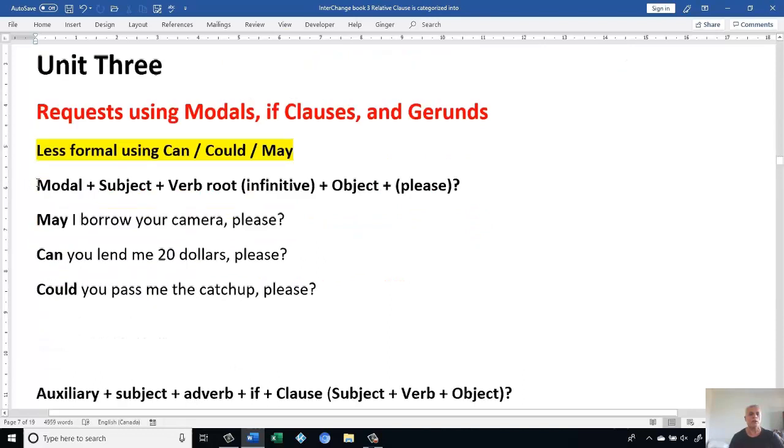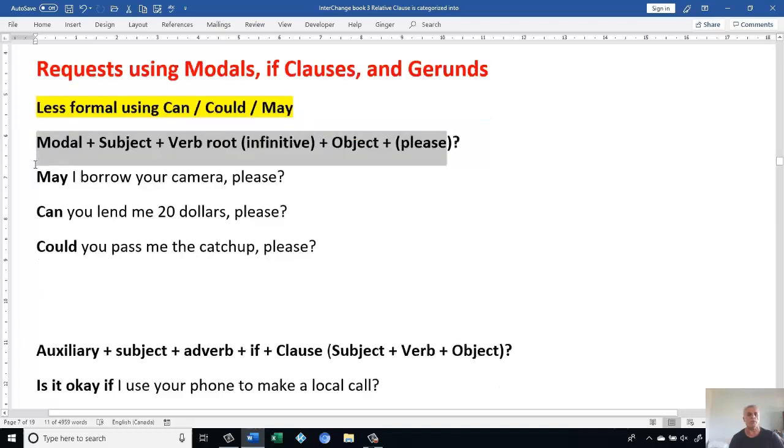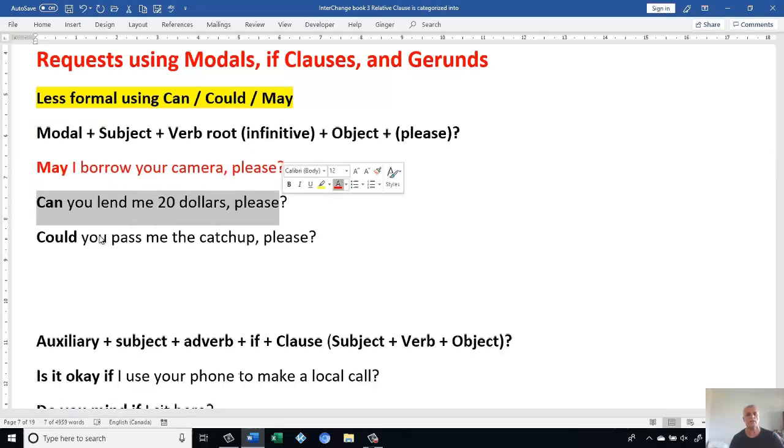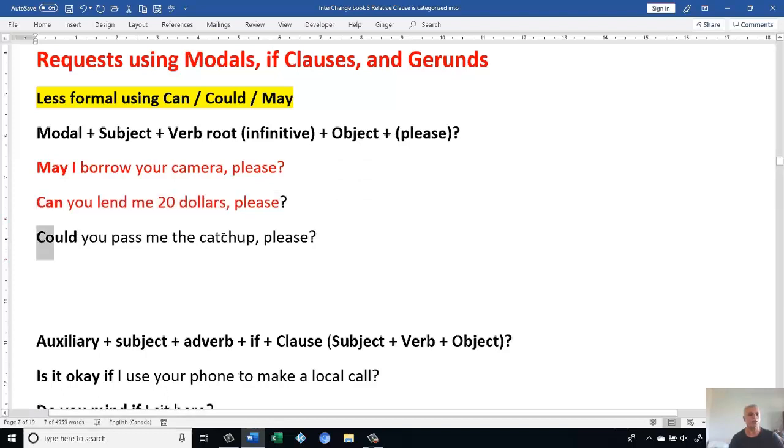Okay, first one. Let's say we have modal, then plus subject, plus verb root, or something we call infinitive, then object, then please at the end, then question mark, because here we have an auxiliary verb, which is the modal. In the beginning we have to put a question mark. For example, we say, may I borrow your camera please? Then second one, can you lend me $20 please? Then third one, could you pass me the ketchup please?